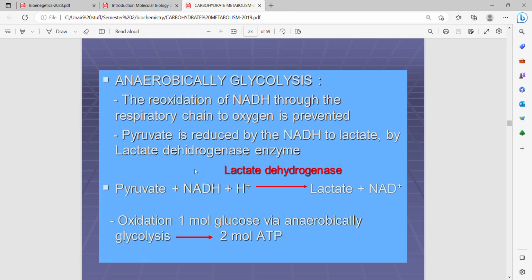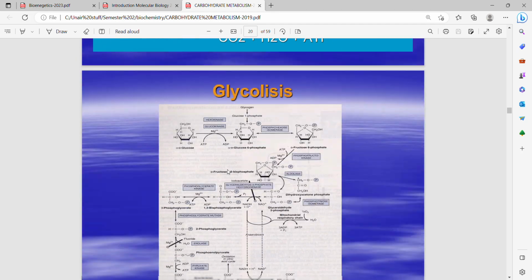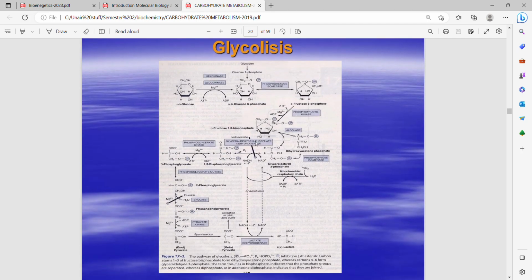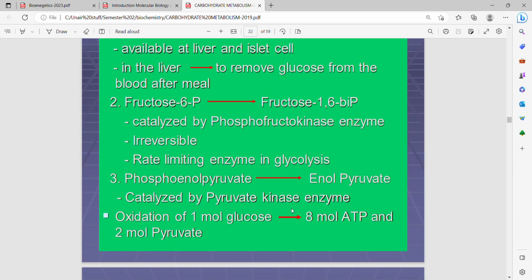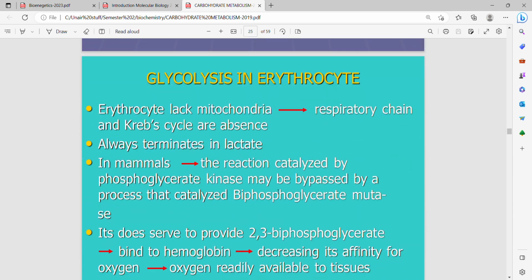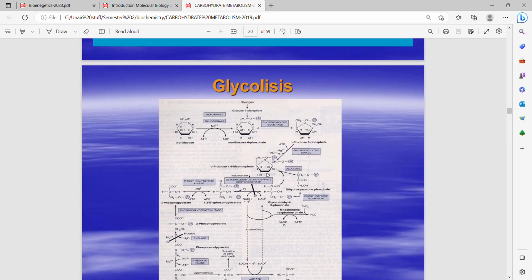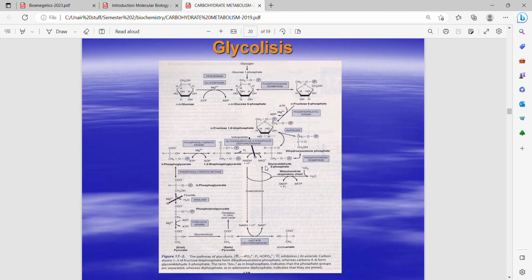Okay, thank you for listening. Actually, how the cell removes the hydrogen atom is catalyzed by dehydrogenase. You see, dehydrogenase actually catalyzes the removal of the hydrogen atom. Okay, so this is all for glycolysis. Thank you very much.